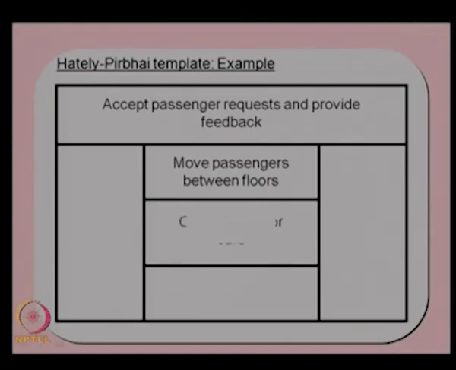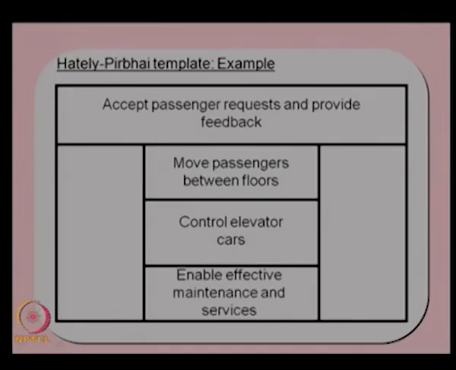So, that is one of the main sub functions of this decomposition. And another one is basically you control the elevator car. So, that is the control function in the elevator. You have to control the elevator car based on the passenger request and based on the other functionalities provided in the system. So, control elevator car is the control function, the sub function of this system. Similarly, enable effective maintenance and services is another requirement, that is the system needs to monitor its own health conditions and ensure that the elevator is in good condition to provide the main function of move passenger between floors.